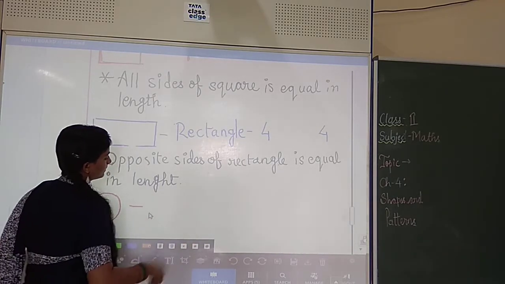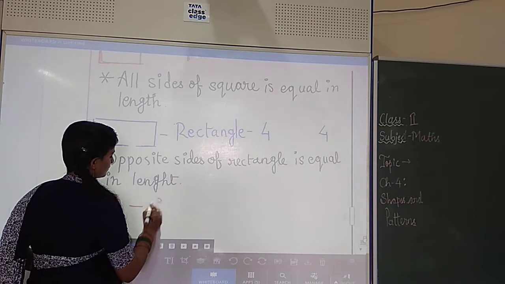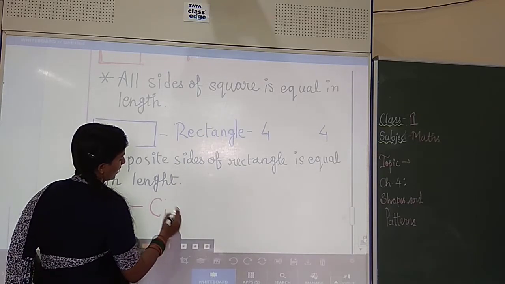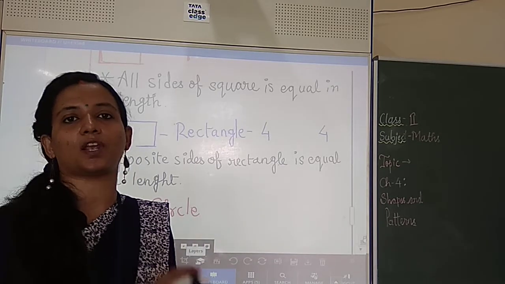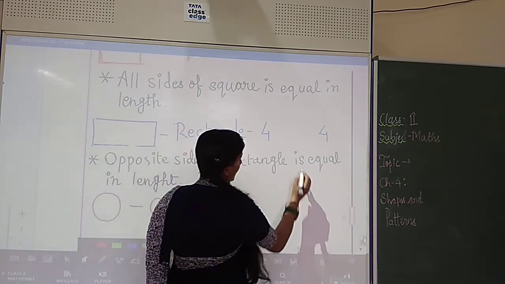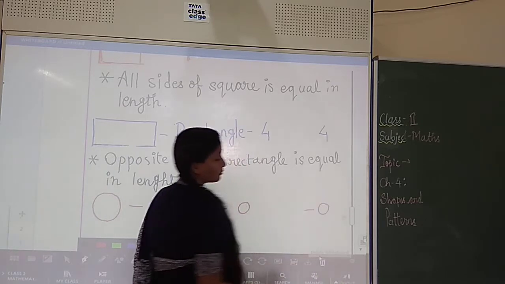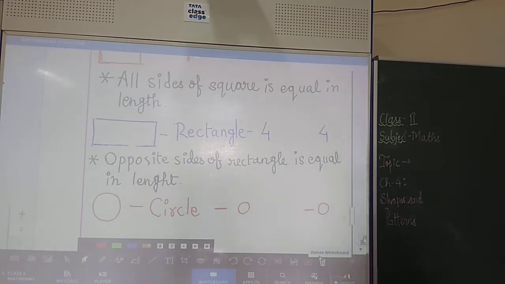Circle is having... Learn the spellings too of the shapes. Okay? Circle. There is how many sides? 0 sides and 0 corners. It means circle is not having any corner. Okay? Circle is not having any corner. So we can say circle is round and no sides, no corners. Yes, it is round shapes.